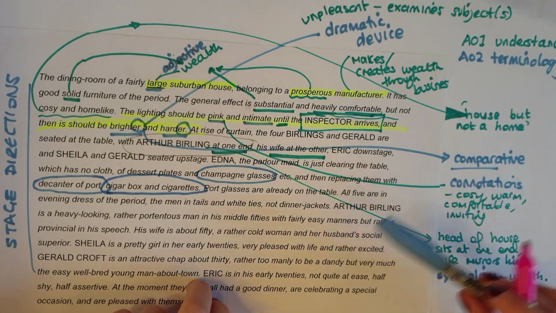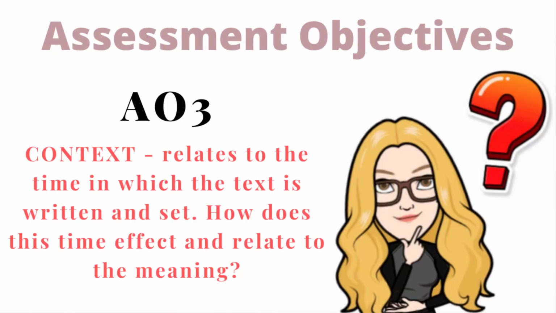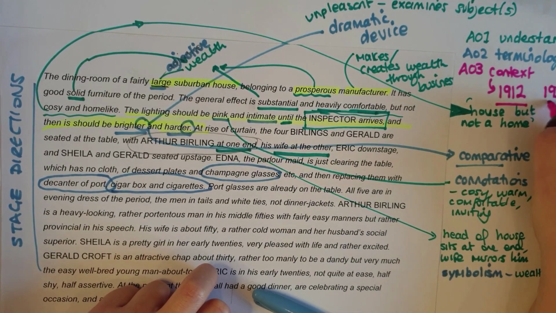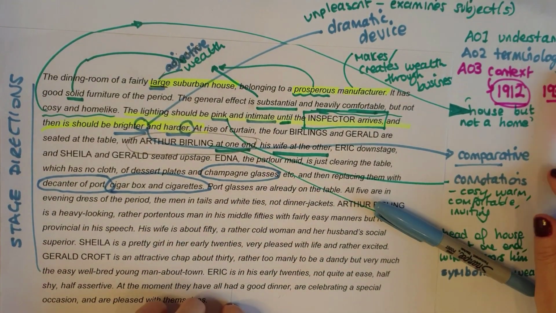Yep, it's got to be the pink, hasn't it? I knew you were all thinking that. AO3 context. So let's get this really clear. You probably had it drummed into you a lot, but it's set in 1912. Okay, but it's written in the late 30s, okay? But it's set here. So again, these are luxury items. Not a lot of people would have had that.